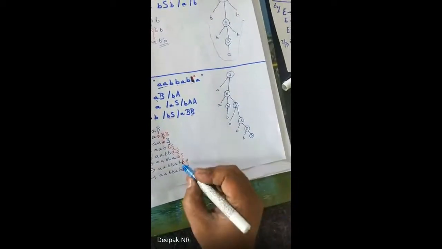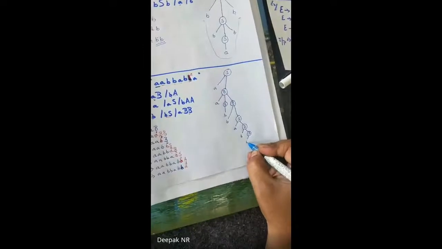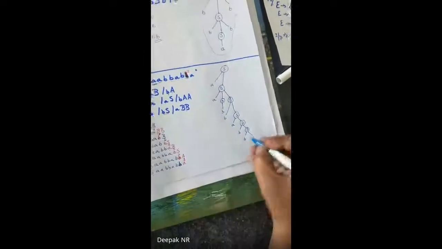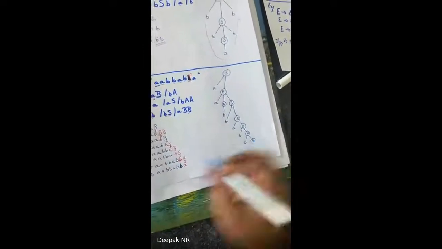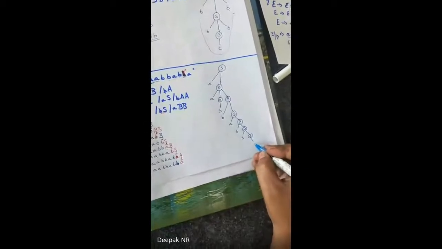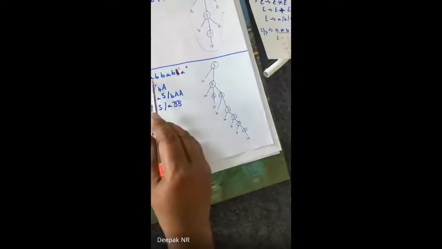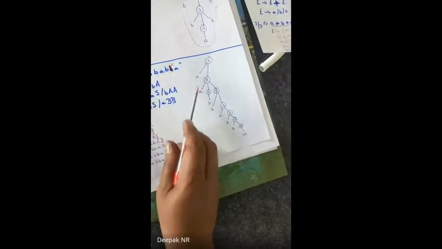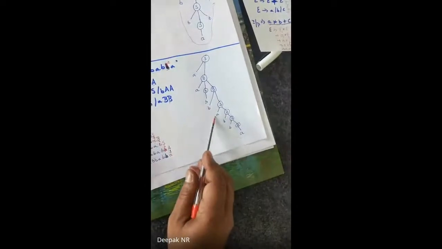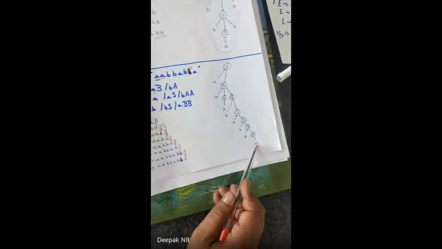Okay, and this S tends to one is B and one more is A, and this A tends to A again. Is that clear? Now you see my left derivation tree. My required string was AA BB A BB A. Is that clear, guys? This is what is called a derivation tree.